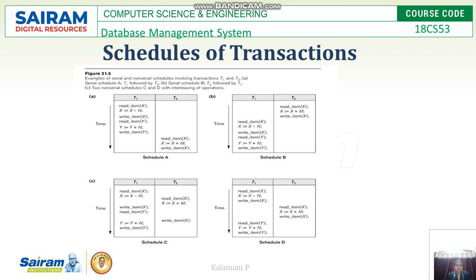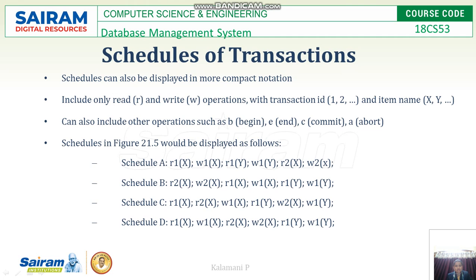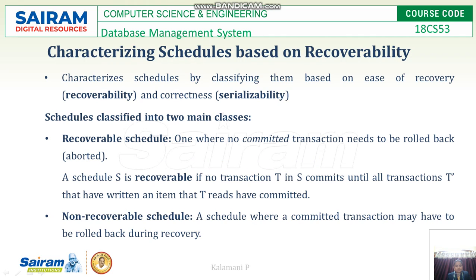For example, schedule A is represented as R1 of X, W1 of X, R1 of Y, W1 of Y, then R2 of X, W2 of X. Schedule B is represented as R2 of X, W2 of X, R1 of X, W1 of X, R1 of Y and W1 of Y. Like that we should represent other schedules also. So this is the notation used for representing schedules.